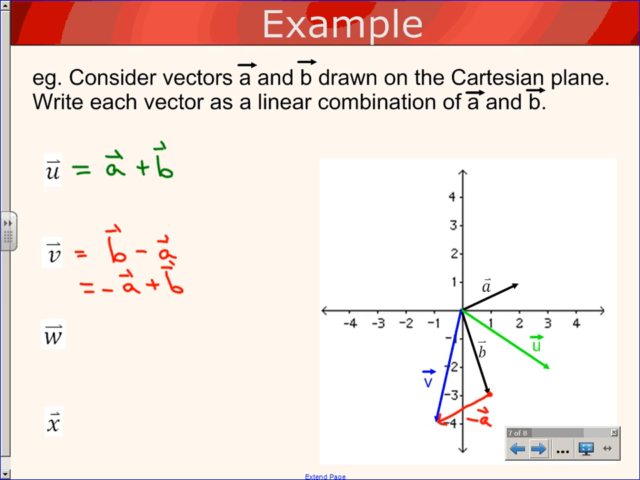So we've managed to do a couple, and there's vector u and vector v. We've managed to write them in terms of a and b. There's vector w. So can we make vector w out of a's and b's? This one's harder. Okay, so this one's quite a bit harder than the last one.